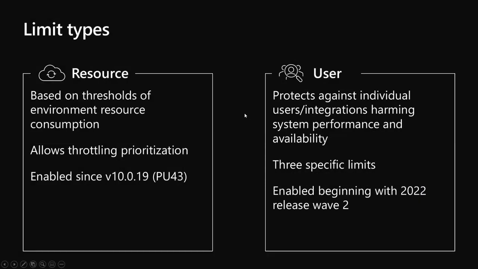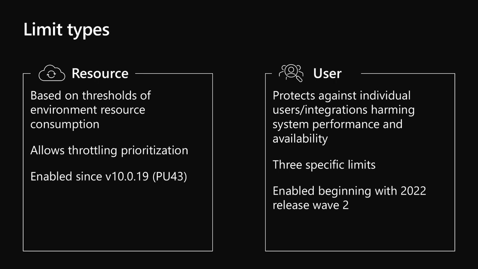There are 2 limit types. We have these broken down into resource-based throttling and user-based throttling, user-based protection limits. The first one, resource-based, these are limits that are based on the aggregate usage of the service resources, the server and the database resources for that environment.